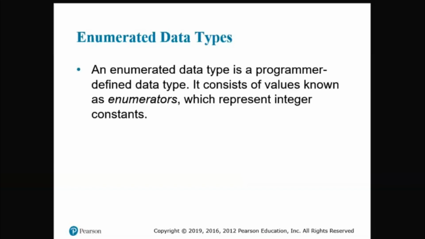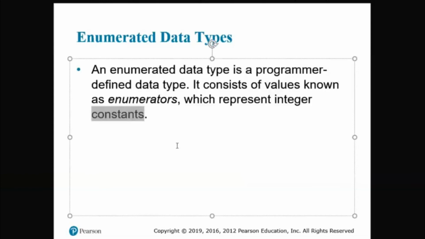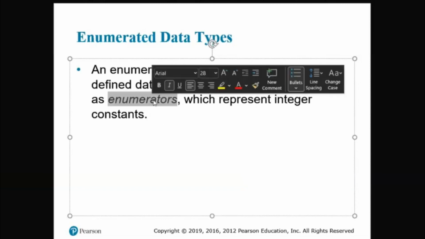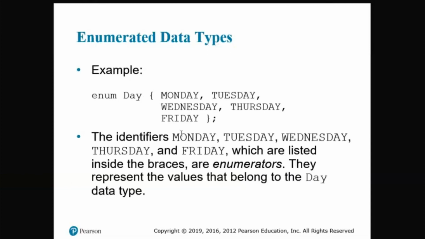This is also a programmer-defined data type, but it consists of values known as enumerators. Enumerators represent integer constants. Most of the time we need integer constants, like for the array size and for pi, so many times we need to create integer constants. This one is a bit of an easier way to create them, but internally it will have integer values.